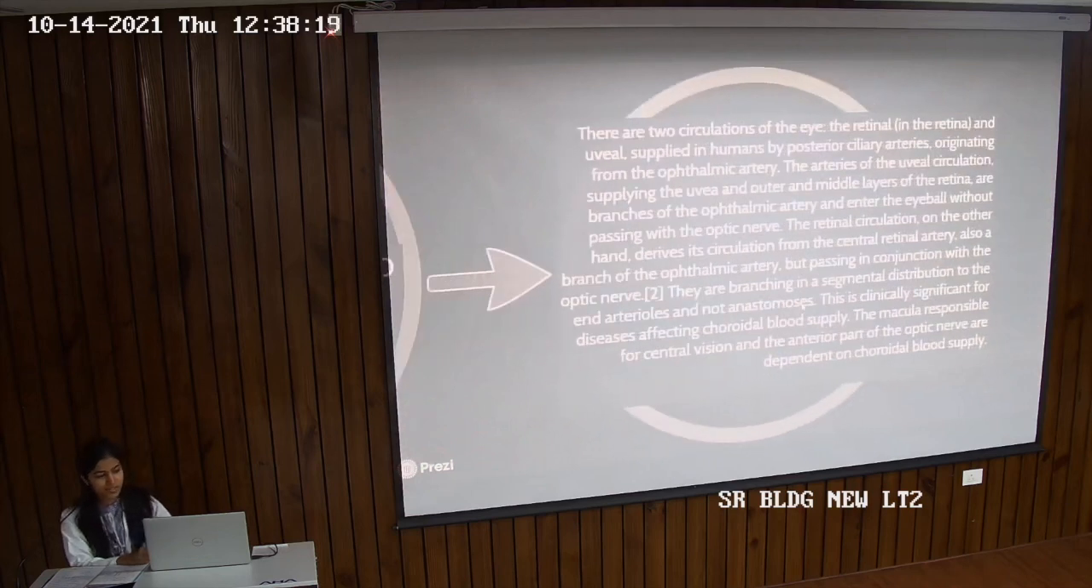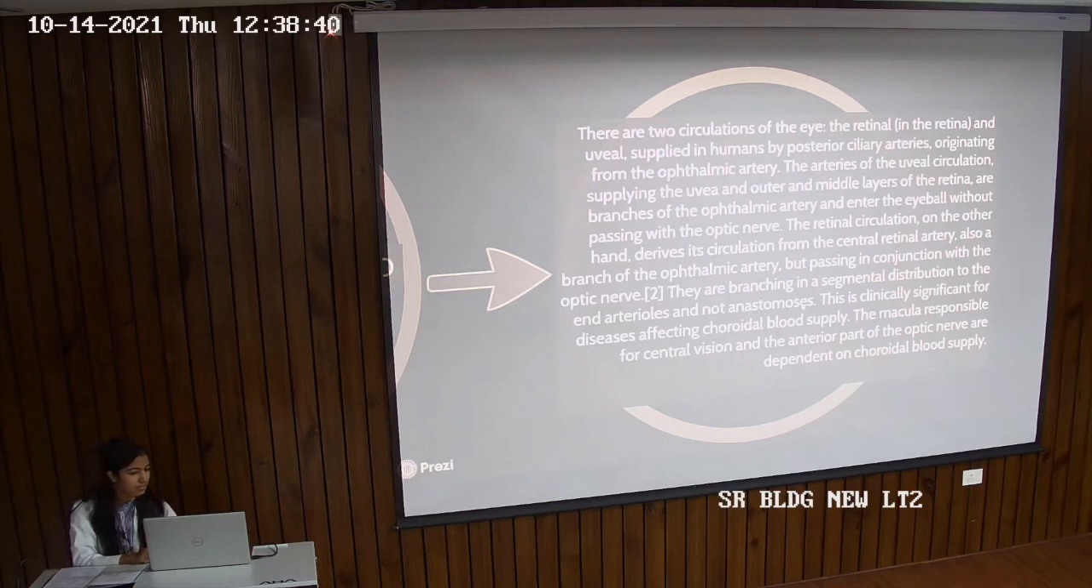There are two circulations of the eye, the retinal and the uveal. The retinal is the central retinal only, and the uveal is the posterior ciliary. The arteries of the uveal circulation, supplying the uvea and the outer and middle layers of the retina, are branches of the ophthalmic artery, and they enter the eyeball away from the optic nerve.